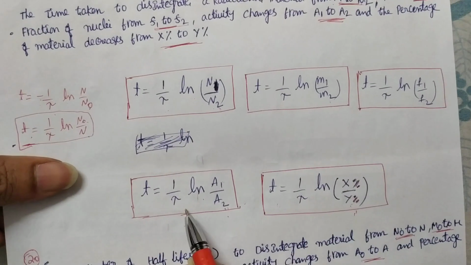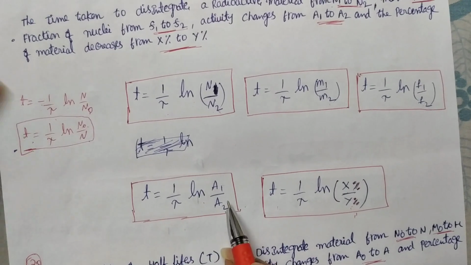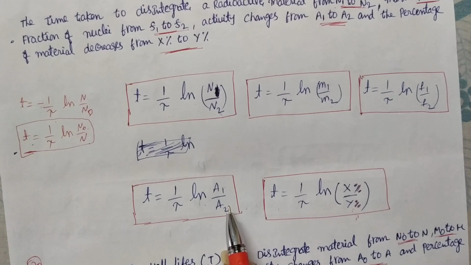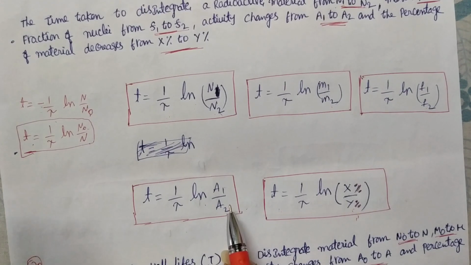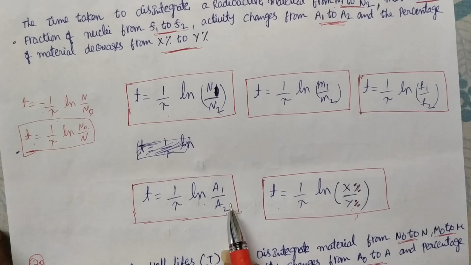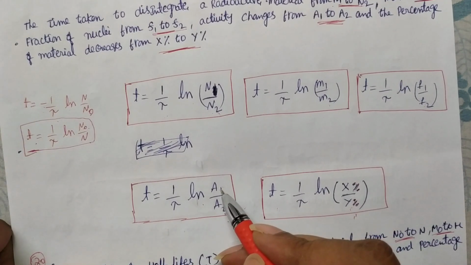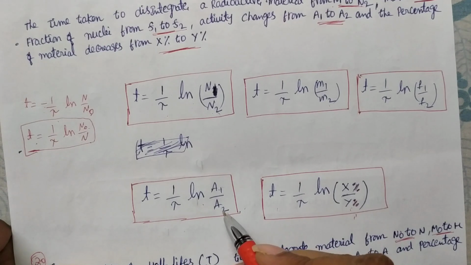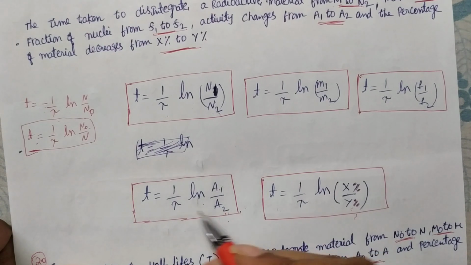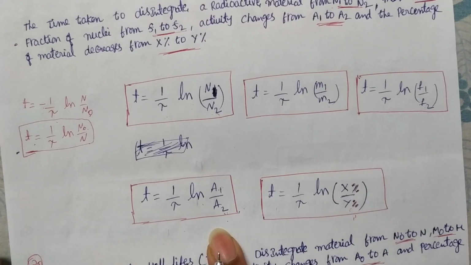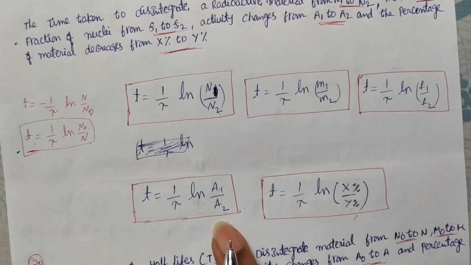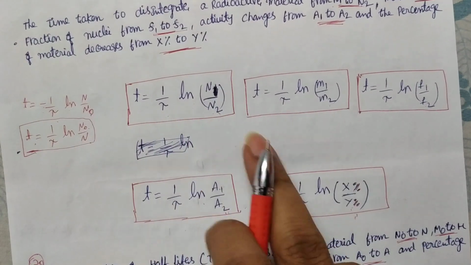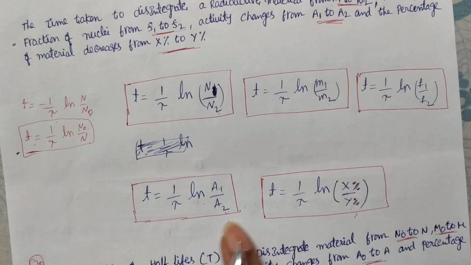Suppose it is activity. Activity means how many nuclei break within 1 second. That is more when the number of nuclei is more. So initially this is the activity, how many nuclei break in 1 second, and after some time how many nuclei break in 1 second. How much time does it take for the activity of the material to fall from A1 to A2? For this also a similar formula, you see all are similar: log of initial by final. So you can calculate the time.